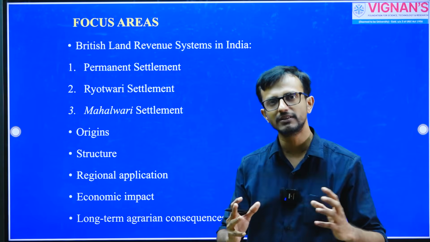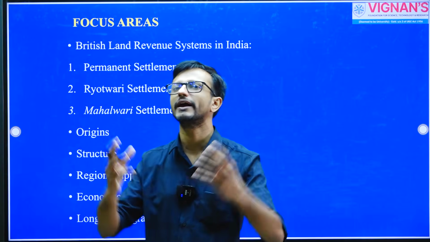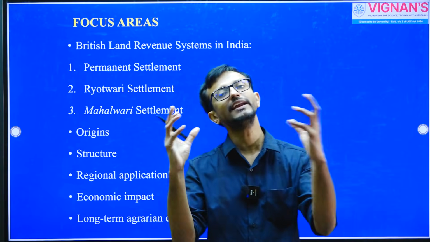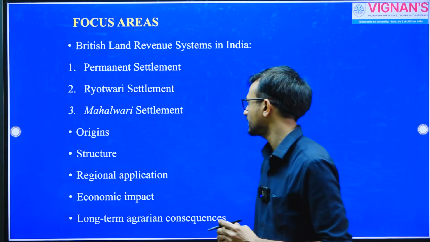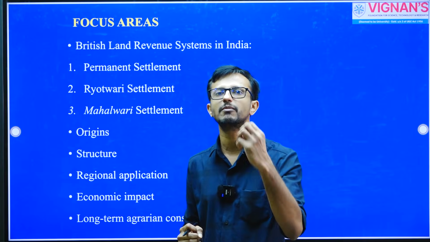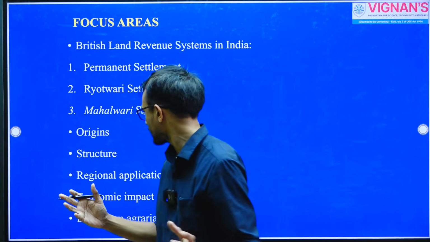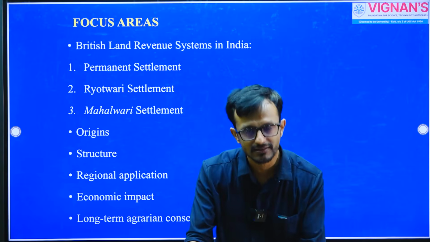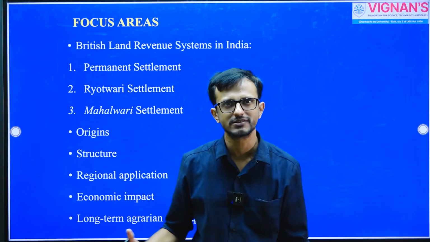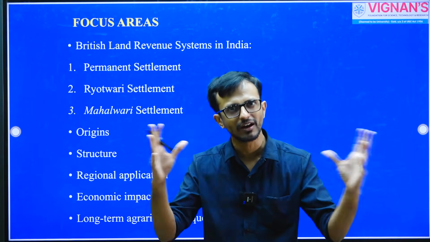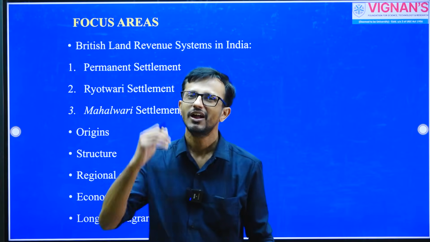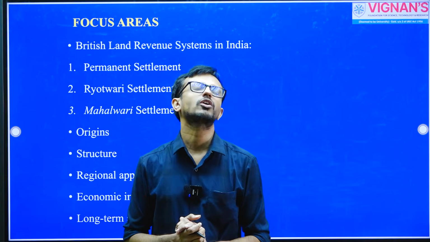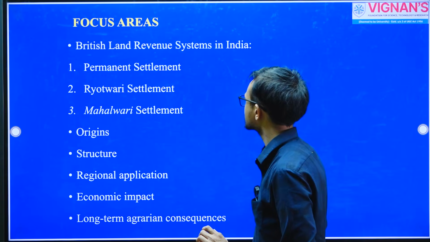This was also the time when the British colonial state was politically occupying various territories in India. So these three settlements were implemented in three different regions of the Indian subcontinent. We will also be discussing their origins, the structure, the regions where they were applied, what the impacts of these policies were on the common farmers, the peasants, and what the long-term consequences were. Rather than understanding only the short-term consequences, we need to be aware of the long-term consequences of these revenue policies, because they severely impacted the common farmers of India. So we will start our slides.